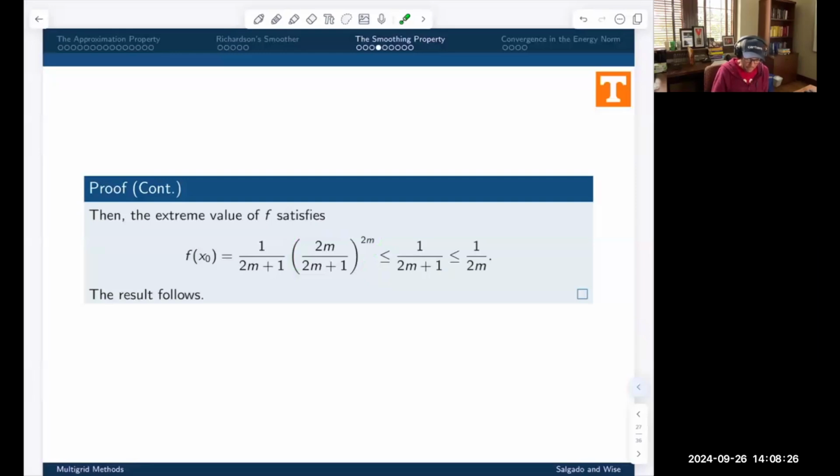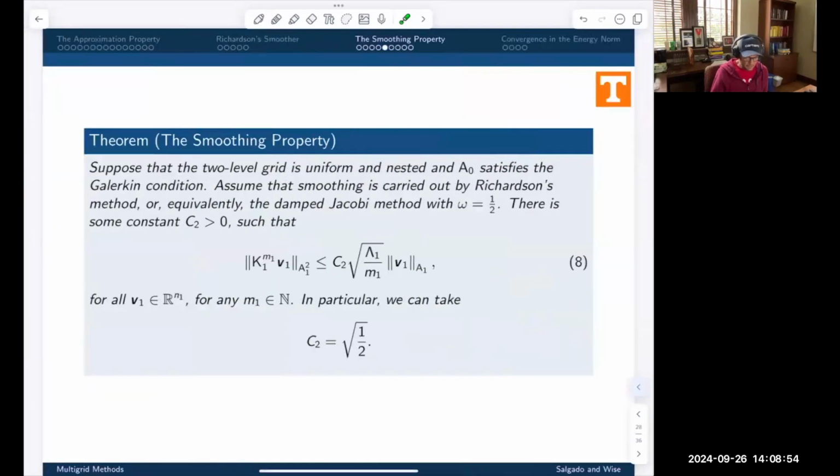What about the second thing? This one is obvious because 2m plus 1 is bigger than 2m, and so the reciprocals follow the reciprocal chain of inequalities. 1 over 2m plus 1 is clearly less than 1 over 2m, again because 2m plus 1 is greater than or equal to 2m. And so that's the result that we wanted to prove. The result follows.